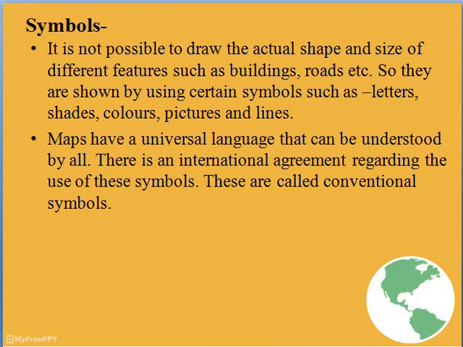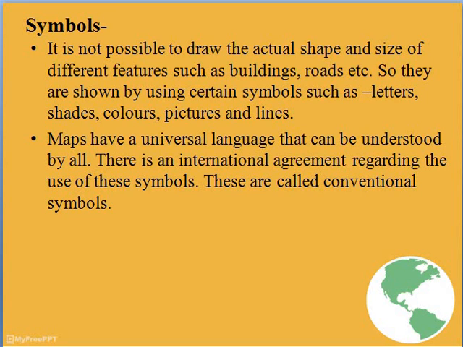The last important component of a map is symbol. As we know, it is not possible to draw the actual shape and size of different features such as buildings, roads, railway lines, etc. So they are shown by using certain symbols such as letters, shapes, colors, pictures and lines.